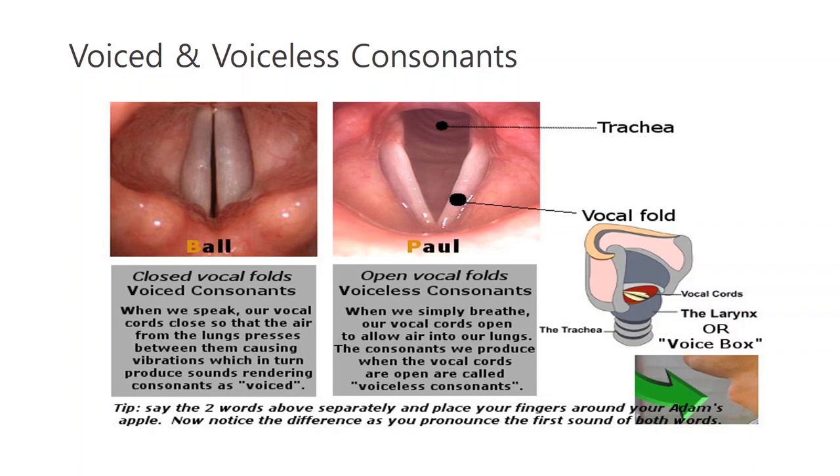All right, this lovely picture shows the vocal cords. Everybody's got these. So, voiced and voiceless. Here we can see the trachea, and these are the vocal cords. And underneath is the larynx, or what we call the voice box.